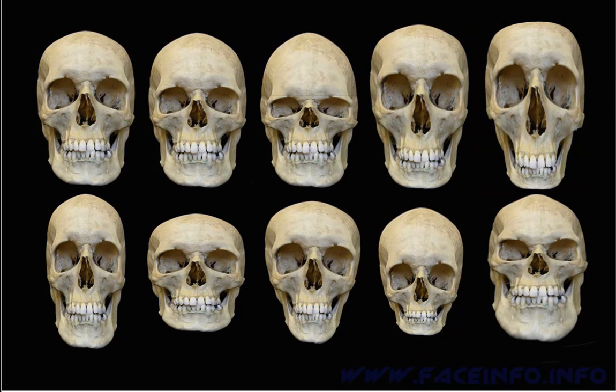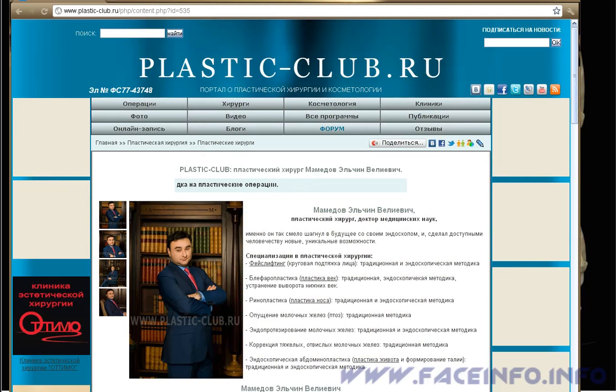Let me give an example of a jaw correction operation. For this, let's go to the site plasticclub.ru. This is a site about plastic surgery. Well, it's in Russian, but I will take many examples from there. And by the way, I'm Russian too, and this English video course is actually a translation of my video lessons in Russian, which are available from the site faceinfo.info.